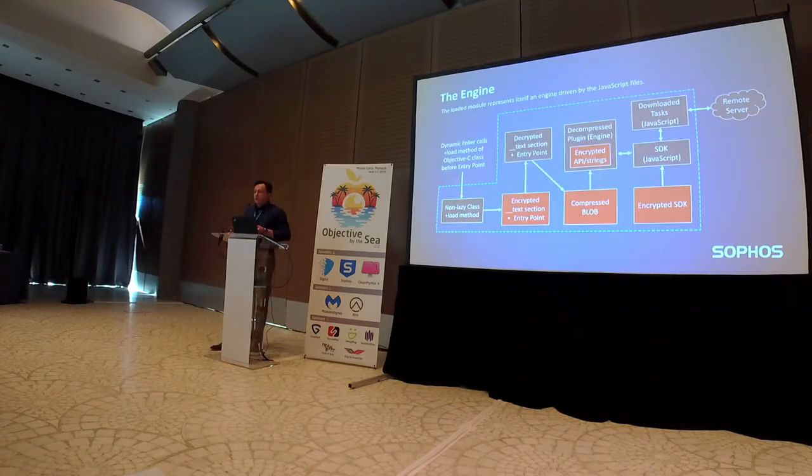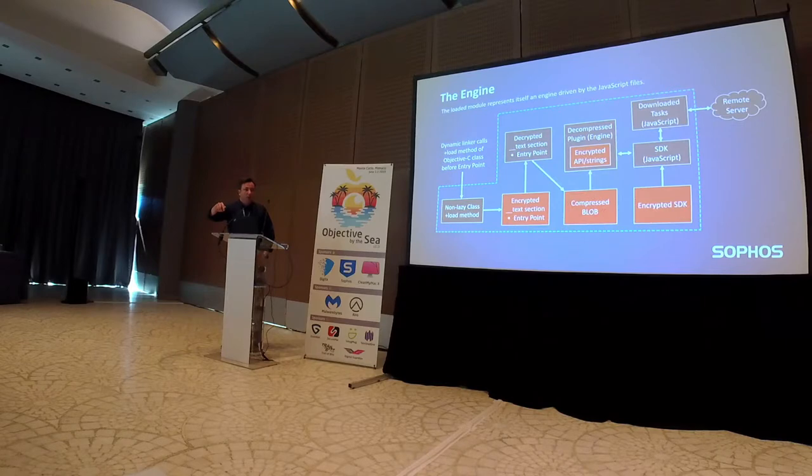So what do we have so far? This is the overall scheme. Once again, to repeat, let's review the architecture. The execution starts from the +load method of the Objective-C class, before the entry point. Non-lazy class +load method. That method will take the encrypted text section with the entry point in it, then it will decrypt it. Here it is decrypted. Once it's fully decrypted, the entry point gets the control, and this is where the execution of the executable starts.